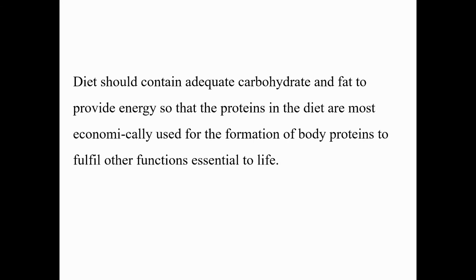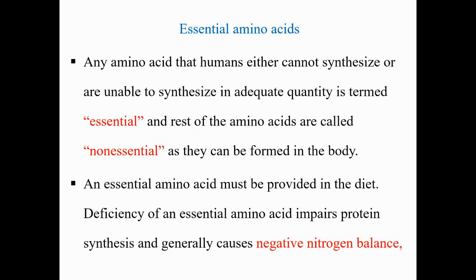So our diet should contain adequate carbohydrate and fat to provide energy, so that the proteins in the diet are most economically used for the formation of body proteins. That's why in the initial stage we said that carbohydrates have a sparing action towards proteins. This is the fact behind it. Proteins are used to fulfill other functions essential to life, because proteins play a vital role in all body mechanisms. Clear?